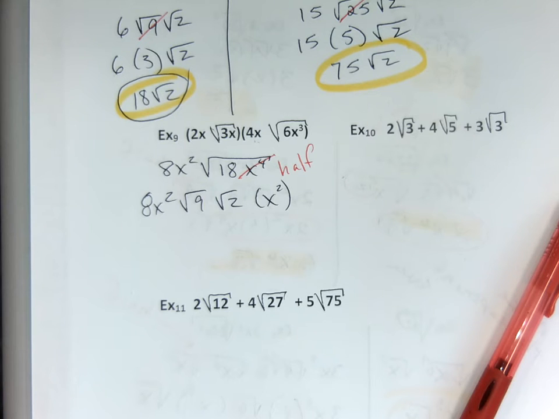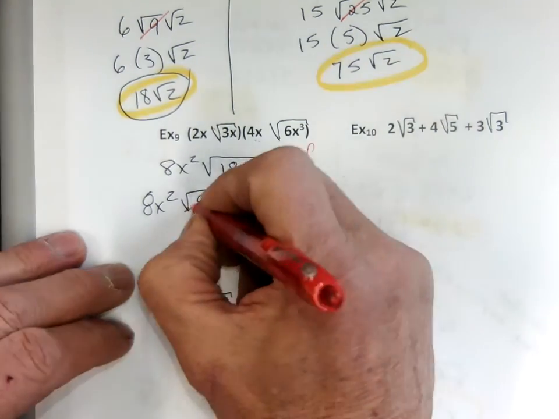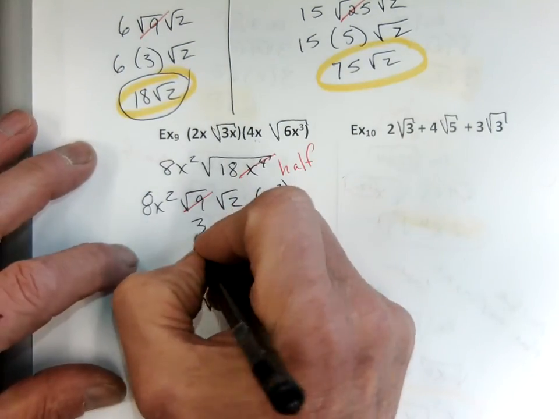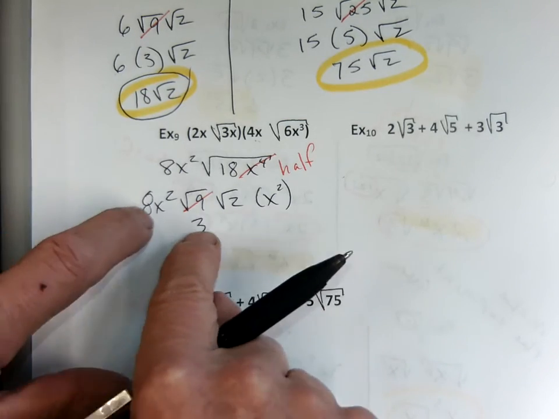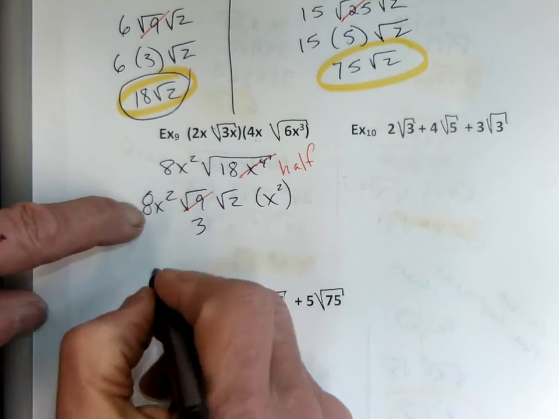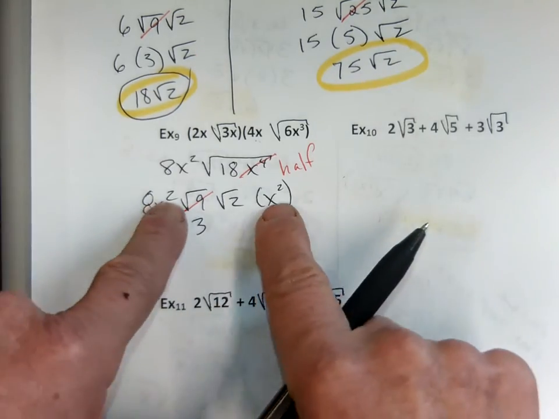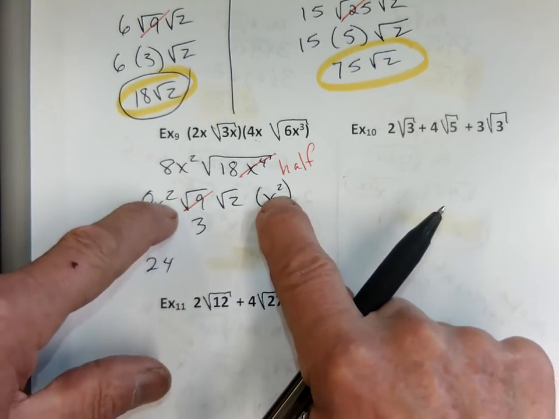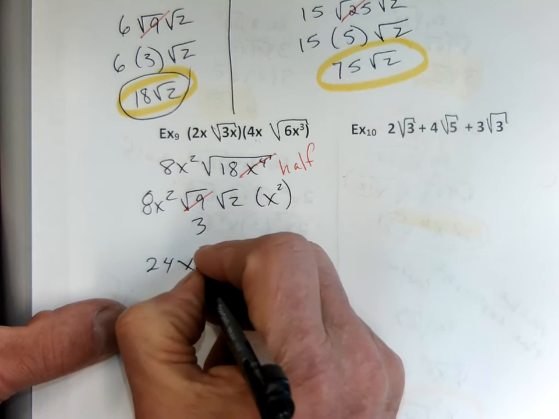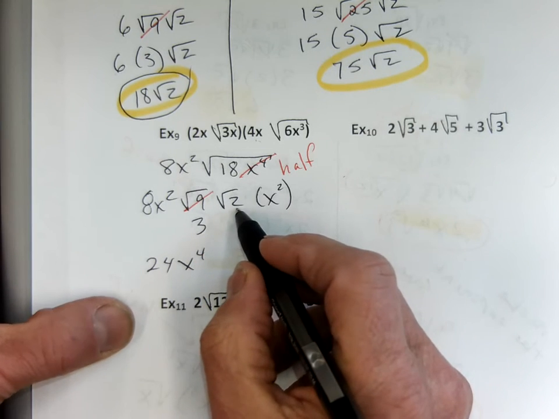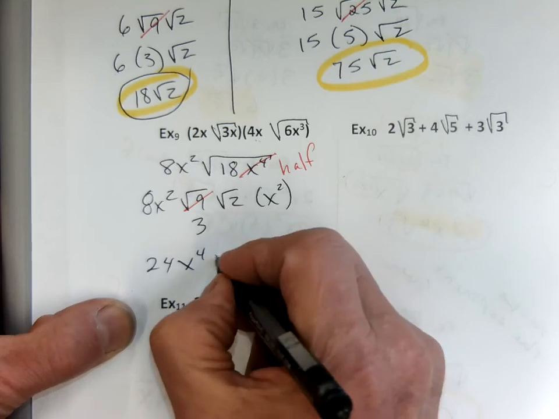Does that make sense? The whole idea is to get things out of the square root. You want to get them out. So I took half of it, it came out. Okay, now I'm going to tidy this up. That comes with 3, right? Square root of 9 is 3. And let's see what I have. Okay, whole number. 8 times 3 is 24. I got an x squared with an x squared. We did this already last week. X squared with x squared makes x to the 4th. And then the square root of 2. That's the only ugly number or irrational number, so it just goes there.